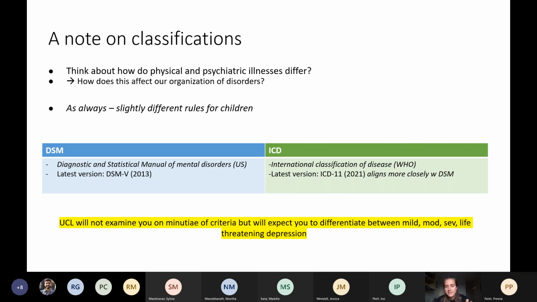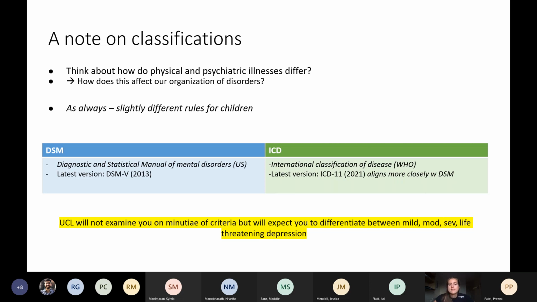But in essence, they keep changing, they keep updating with new editions, and definitions change ever so slightly, and the criteria for different diseases change ever so slightly. UCL are not going to examine you on the latest definitions of all the different criteria, even for a common thing like depression, but they will expect you to differentiate between something that is mild, something that is severe, and something that is life-threatening, because that's all about being a safe doctor.